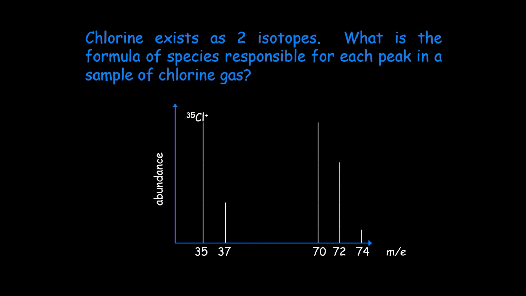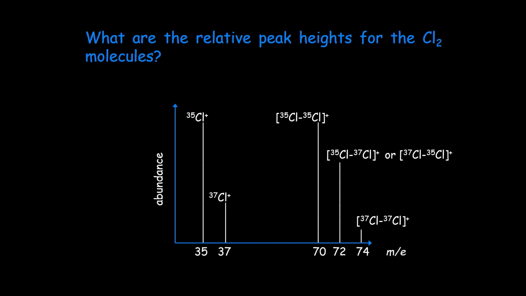So, chlorine 35+, 37+, and these are the diatomic gases. So the first one is going to be 35+35+, 35+37+, and 37+37+. The ratio of the diatomic gases is going to be 9 to 6 to 1.